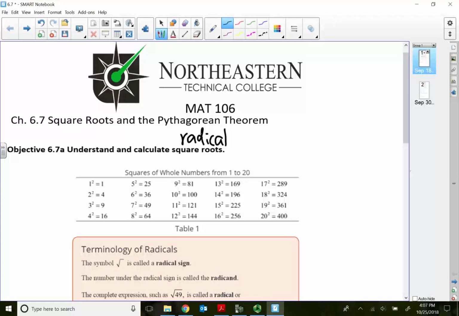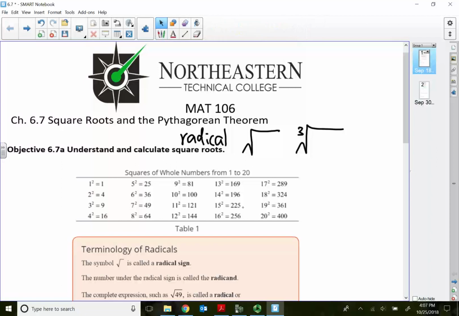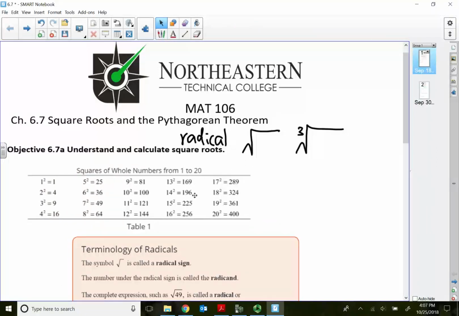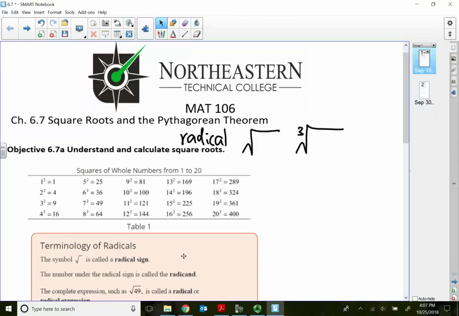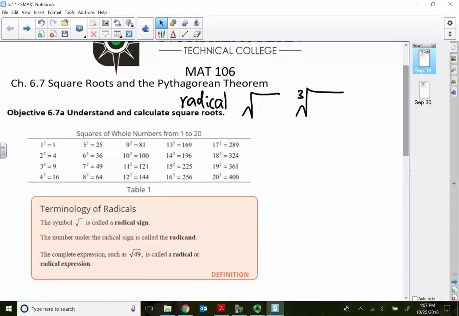Basically, radical is anything that has something to do with roots, because I can have a square root, cube roots, or fourth roots. Okay, there's no first roots. The smallest one I have is actually a square root. So here are the perfect square numbers from 1 through 20. Some of y'all probably already remember this.